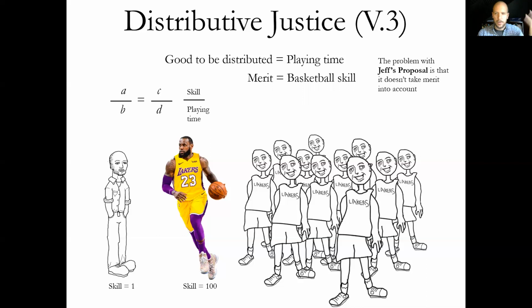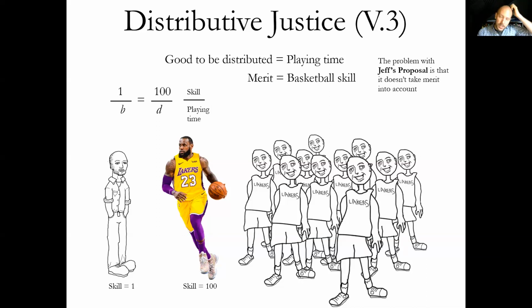Right? And so that's just supposed to be a very crude measurement of our skill. We'll put that up into our proportion up there, right? That's the relevant merit. LeBron James gets 100, I get 1. Well, the playing time should be distributed accordingly.